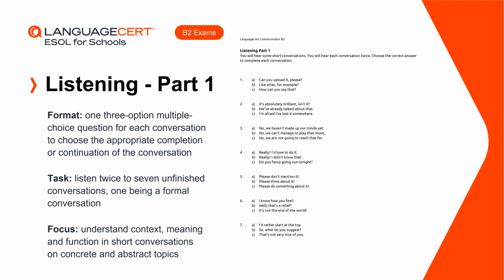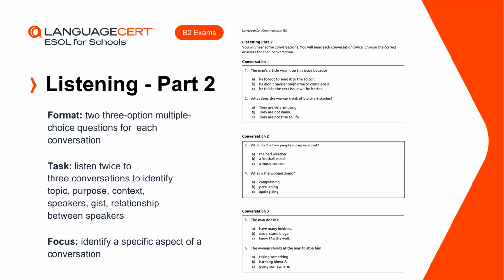The listening section of the exam comprises 4 parts. In part 1, test takers are required to answer one 3-option multiple-choice question for each conversation by choosing the appropriate completion or continuation. They will hear 7 conversations, all of them twice, and one of them will be a formal conversation. What this part aims to assess is their ability to understand context, meaning, and function in short conversations on concrete and abstract topics.